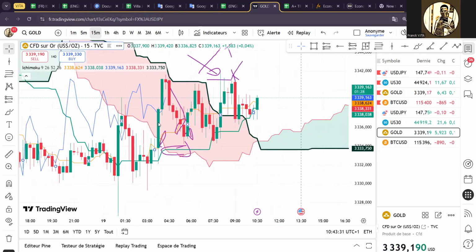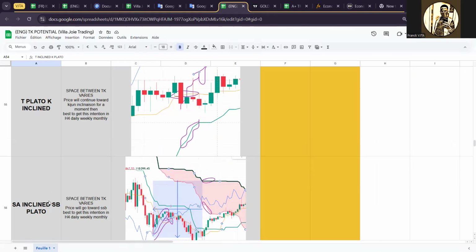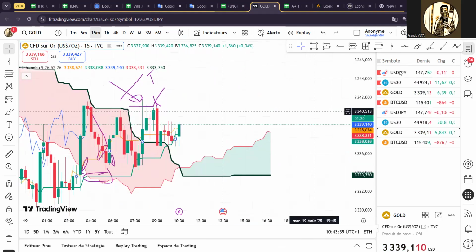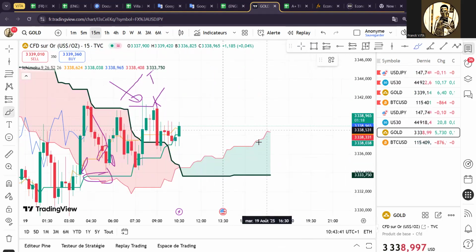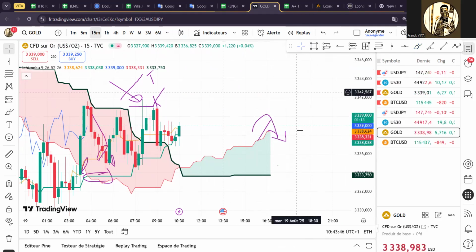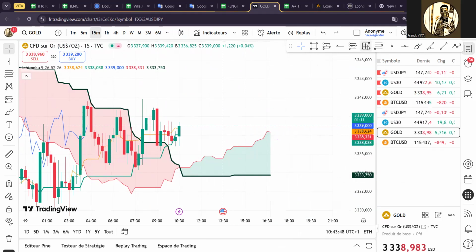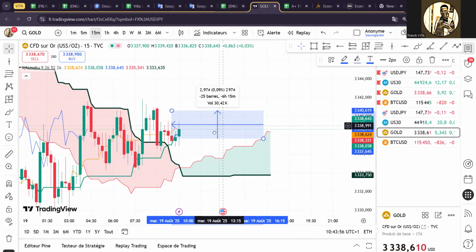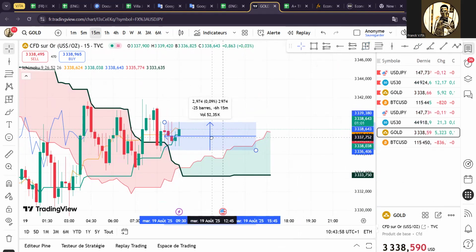Then you also have the same thing with SSA incline and SSB plateau. So incline to the upside, not this inclination down now. I mean incline to the upside and SSB plateau. So let us look at this point. When we had this inclination to the upside here, let us start with this inclination just right here.